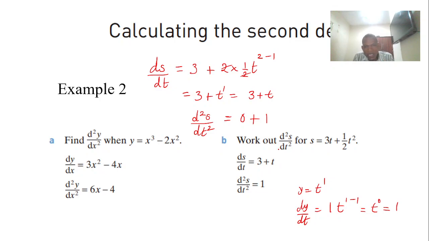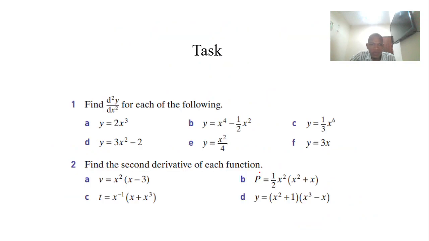So now if you differentiate t, you get 1. 0 plus 1 is 1. So the final answer is going to be 1. That's what we have here as the correct answer. So it's easy. Now the same way, pause the video please and attempt this task.